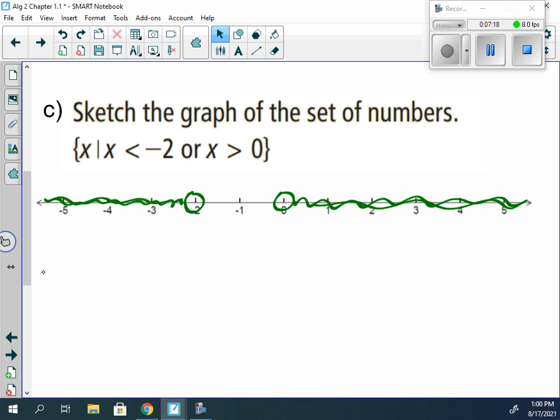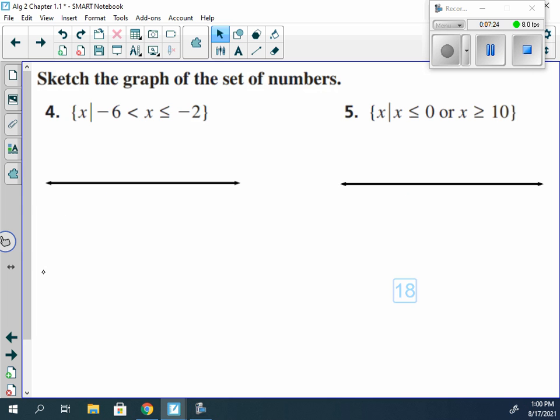Any questions on A, B, or C? Okay. Do we feel pretty comfortable with graphing these inequalities? Yes. We'll look at one more. It doesn't matter which one because these look a little bit different. We don't actually have a number line. Yes?